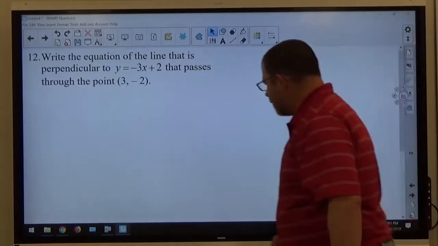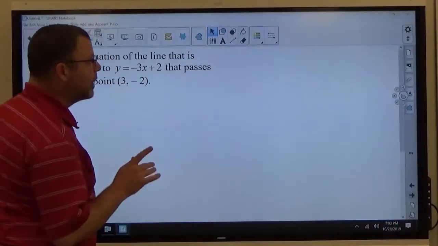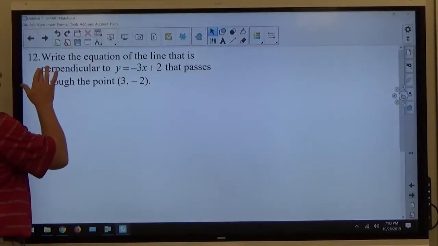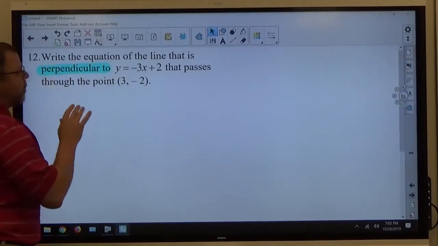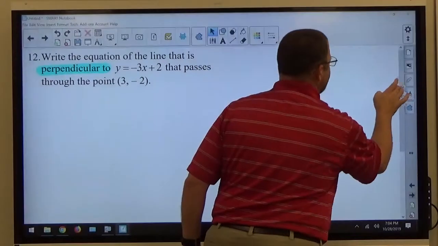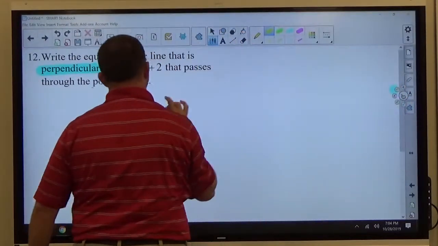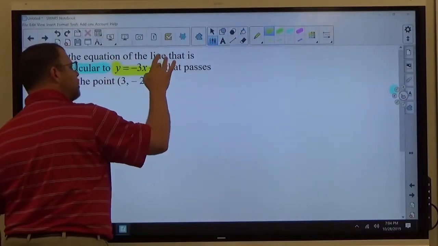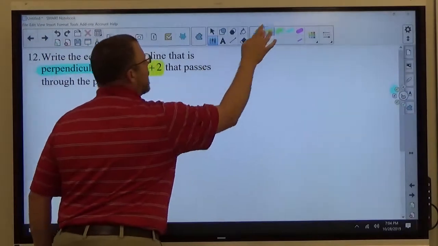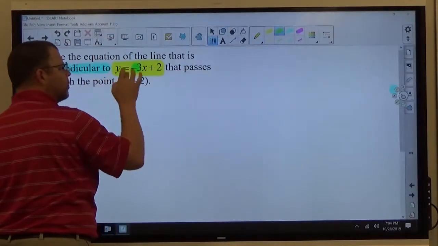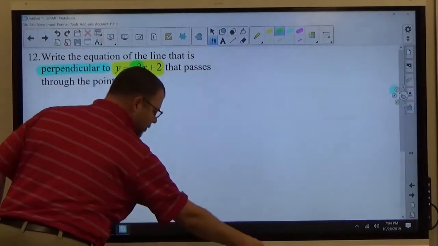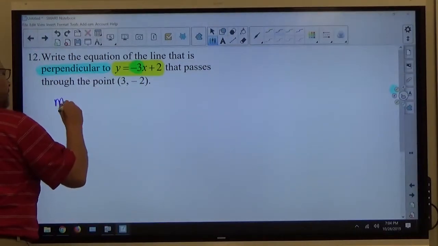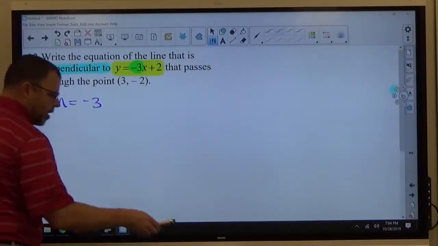Okay, problem 12. Kind of the same type of problem. Only difference here is asking for the perpendicular line. But once again, they gave me the equation of a line. y equals negative 3x plus 2. And the number I care about in that equation, again, is my slope. So negative 3 is the slope of this equation. So m equals negative 3.